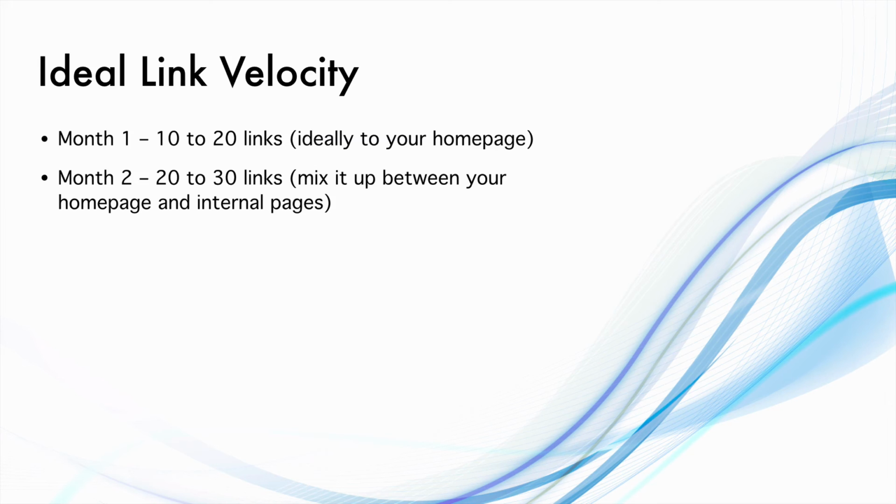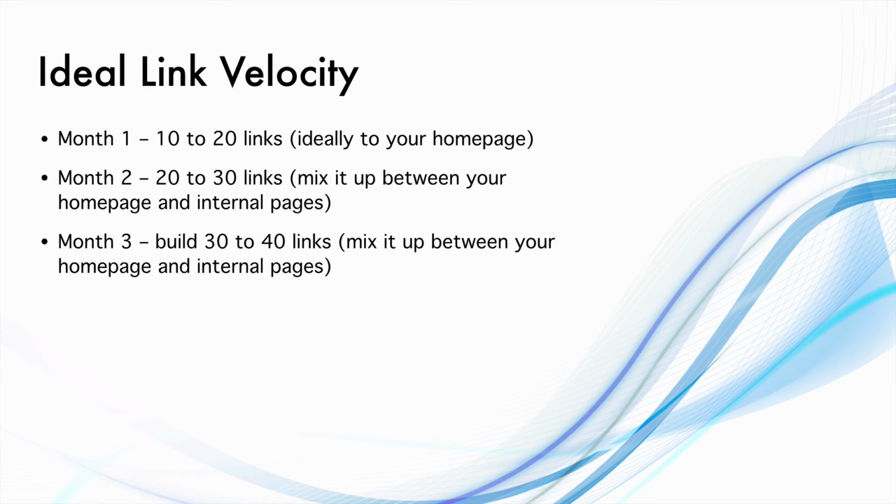By this time you would have a little bit of content also on your website, and you will have a few internal pages that you can link to also. Month 3, you will ramp it up a little bit more. Again, you will mix it up between the home page and internal pages, and you should be aiming for 30 to 40 links.